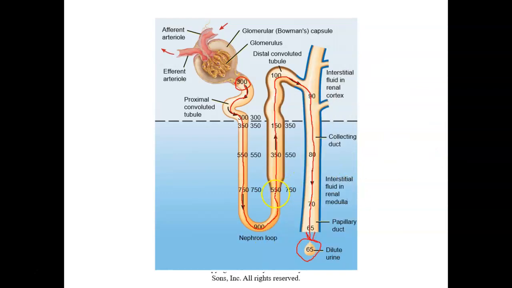There we go. As the filtrate is traveling up the tubule, the reason why this number of particles is decreasing is because it's leaving. The sodium, the potassium, the magnesium, whatever it happens to be, is leaving the tubule as this number is going down. Water would follow, but it cannot. Water can't follow because this part of the tubule is impermeable to water.